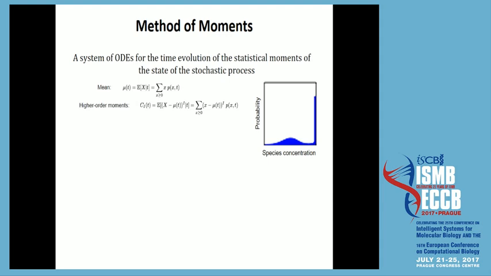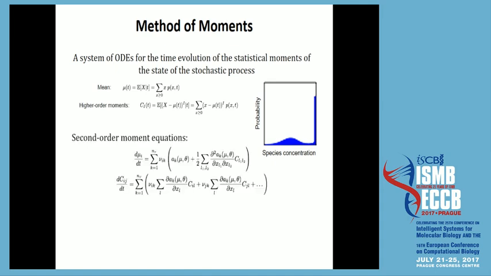To be more precise, if you consider this probability distribution, you can write down the statistical moments, namely the means, the covariances, and higher order moments. And from the chemical master equation, you can directly derive a set of ordinary differential equations that describe the temporal evolutions of these statistical moments.